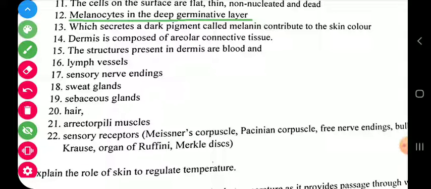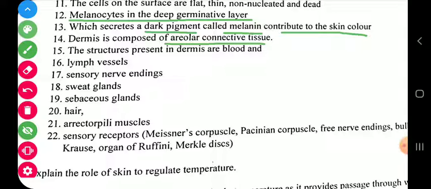Now what is the function of this? Well, it secretes a dark pigment. The melanocytes do secrete a dark pigment. What's it named? Melanin. What does it contribute to? It contributes to skin color. See how easy this is. Melanocytes in the deep germinative layer secrete a dark pigment called melanin. It contributes to skin color. We all know that. Dermis, on the other hand, is composed of areolar connective tissues.